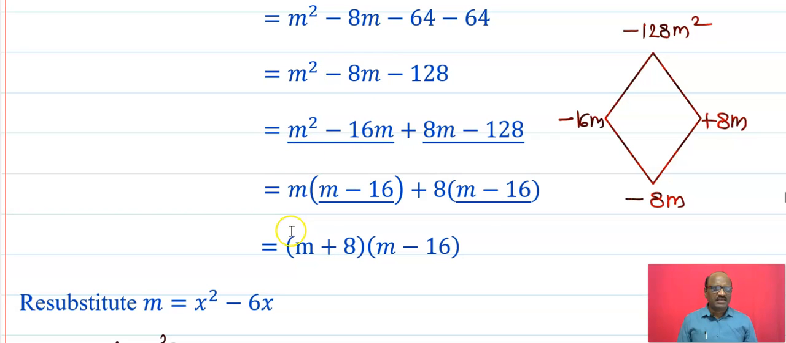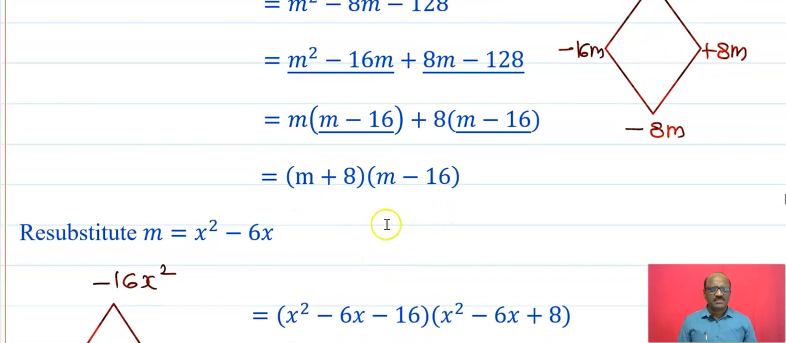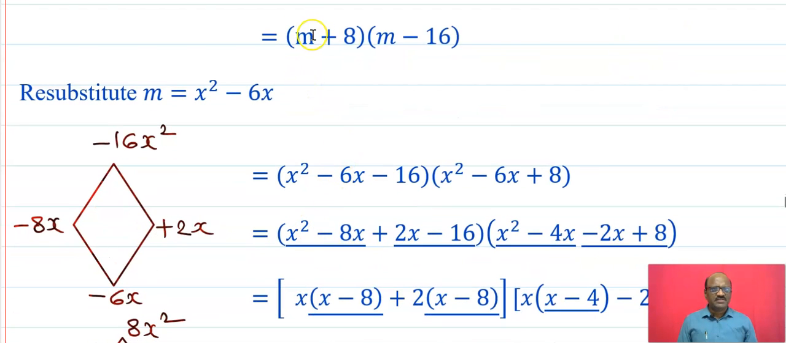Next take m as common, then in bracket you will get m minus 16. From the remaining two terms take 8 as common, then in bracket you will get m minus 16. Again take m minus 16 as common, then remaining terms are m plus 8. Therefore the factors are m plus 8 into m minus 16. Now resubstitute the value, that is m is equal to x square minus 6x.